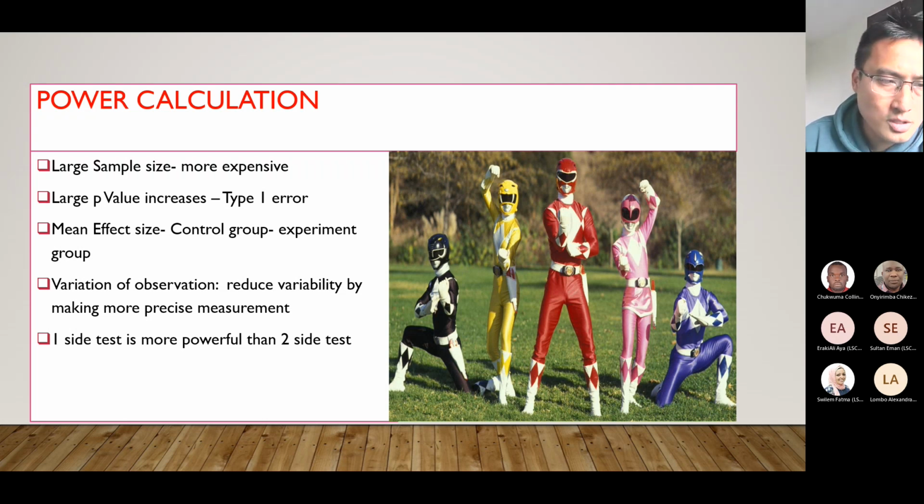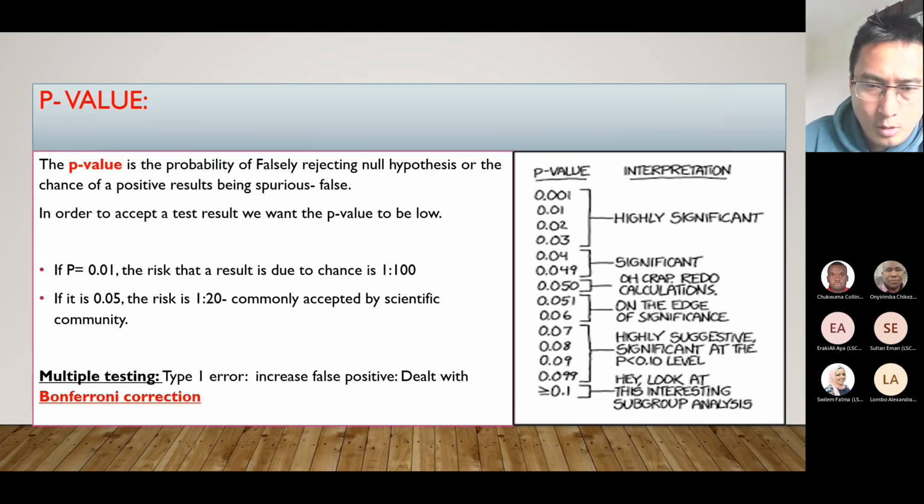Emin, does this answer your question? Yeah, because I found a lot of questions suggesting there is somehow a relationship between p-value and type 1 error. Yeah, so if the p-value goes larger, let us say more than 0.1, the false positive also increases. If the p-value is less, the type 1 error also becomes less. So they go in the same direction.